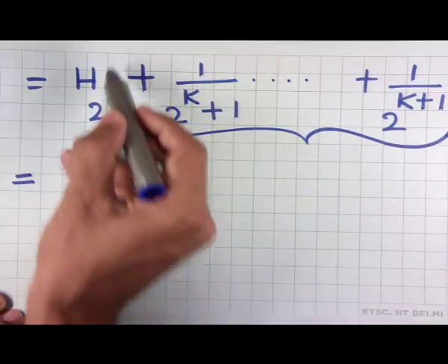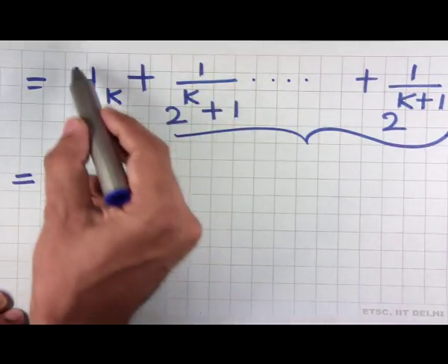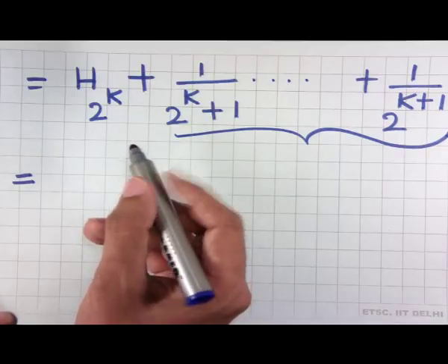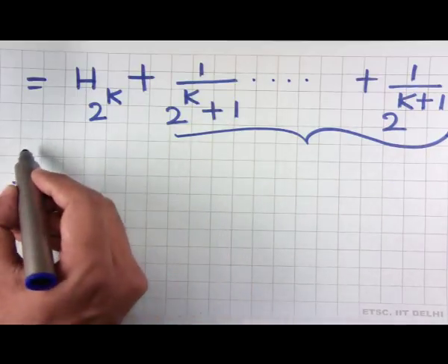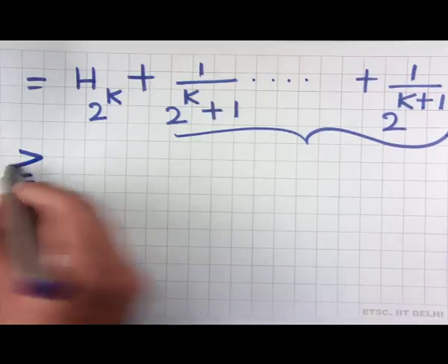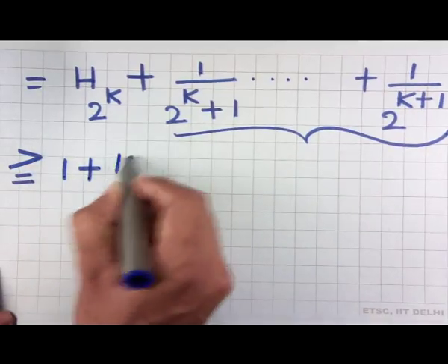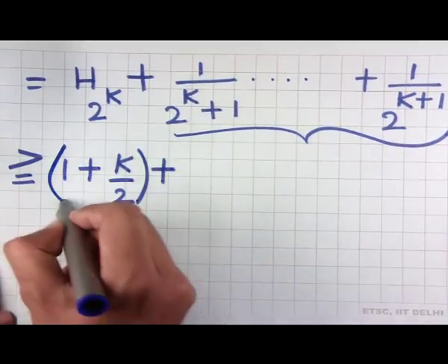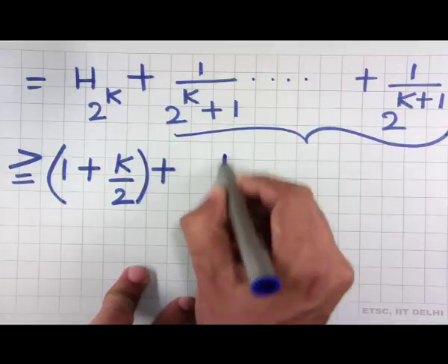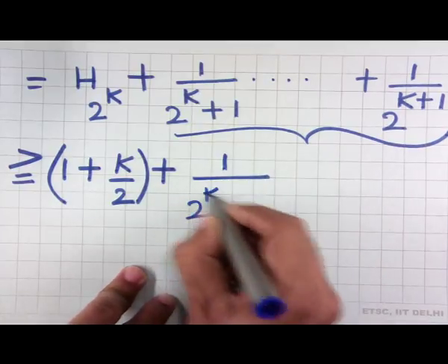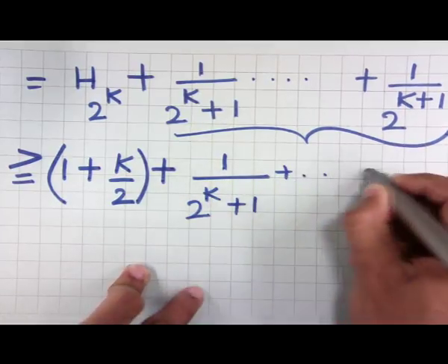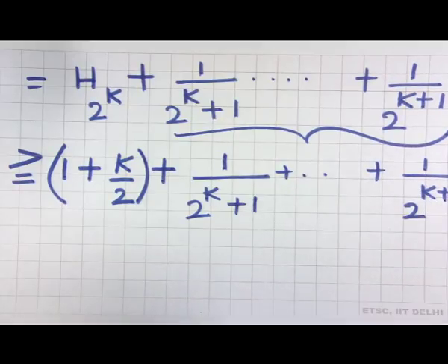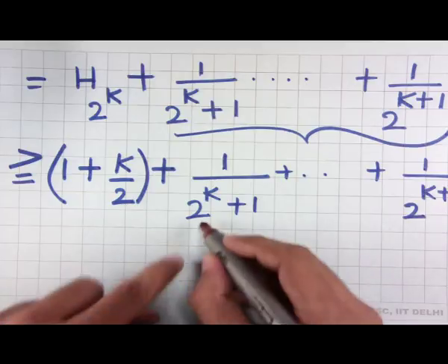Now, coming to the first term, namely that harmonic number H 2 power k, and applying inductive hypothesis, we see that this is greater than or equal to 1 plus k by 2 plus the remaining terms for the time being, let me write as it is: 1 by 2 power k plus 1 plus etc. plus 1 by 2 power k plus 1. In number, there are 2 power k terms.